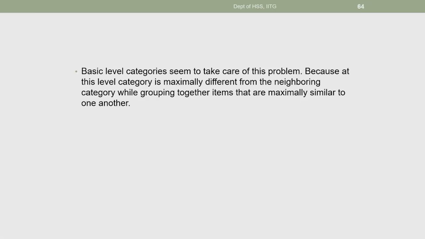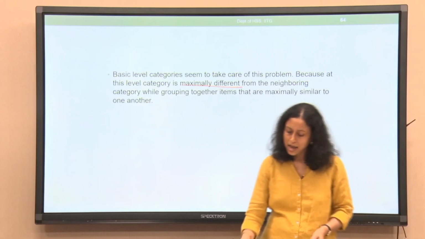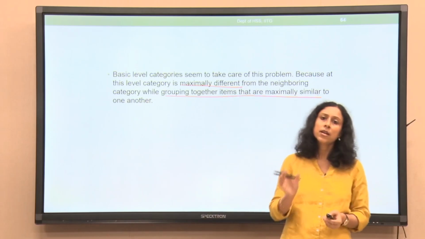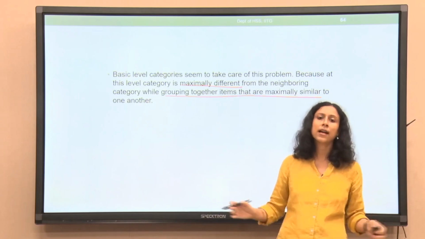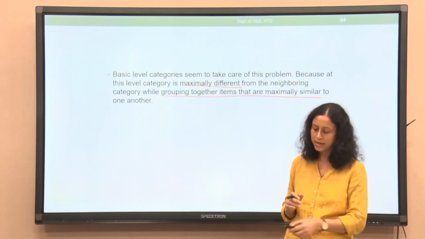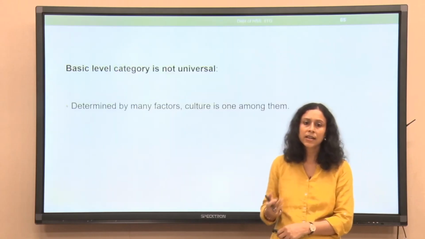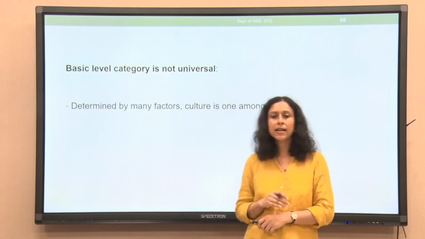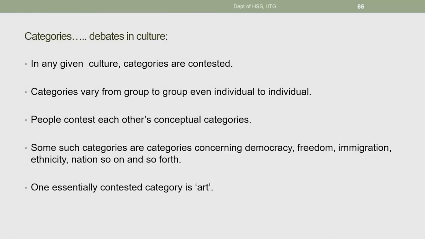So, basic level categories take care of this problem, because at this level a category is maximally different from the neighboring category. So, chairs are different from tables, while grouping together items that are maximally similar to one another. So, the category chair includes all kinds of chairs which are basically similar to one another. So, that is why the theory of basic level categories is important. Basic level category, as I have just mentioned, is not the same in different cultures, they are different.